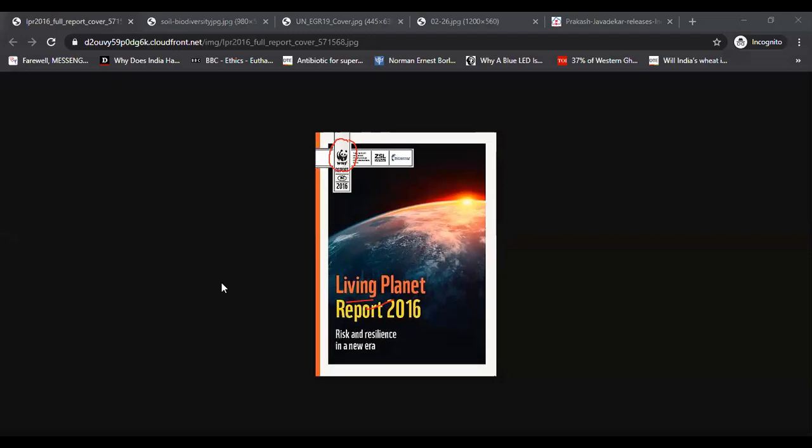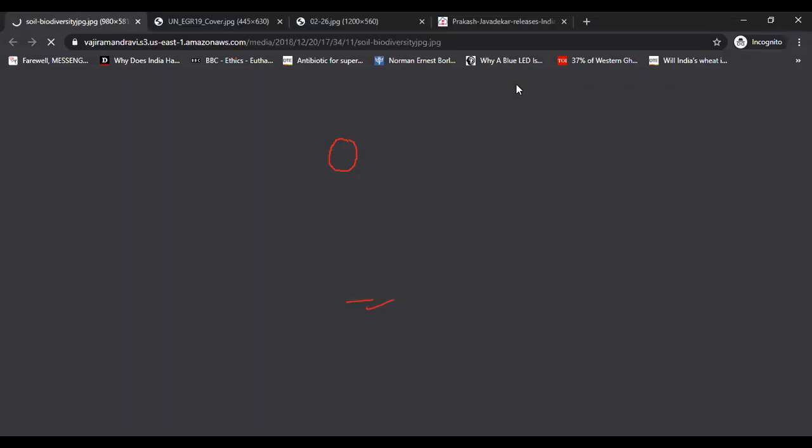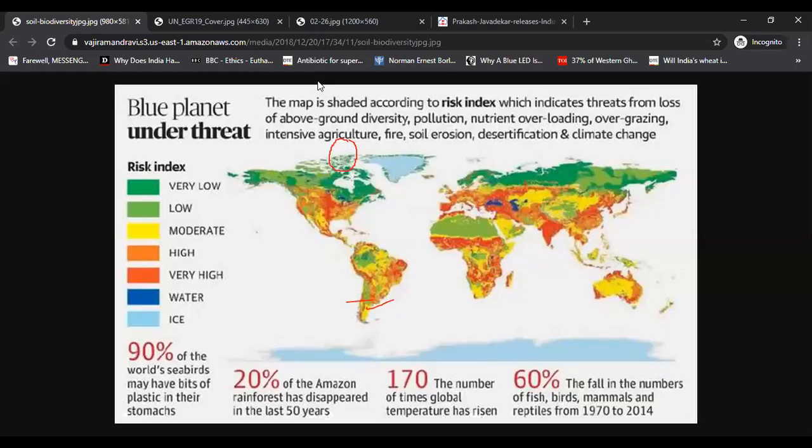What else? So now we'll talk about different phenomena, and what this particular report is talking about. They are saying that the blue planet is under threat. There are so many different things. And if you see the risk index which the Living Planet report is talking about, in the very high category, India is there.